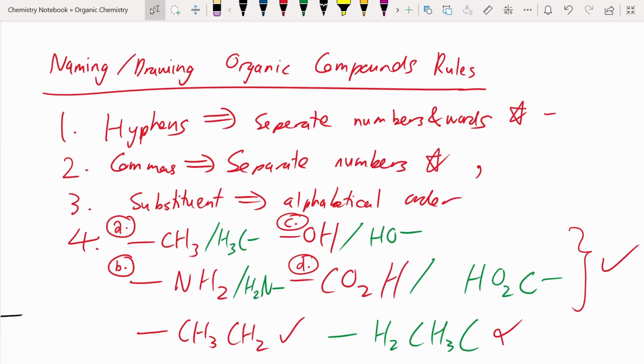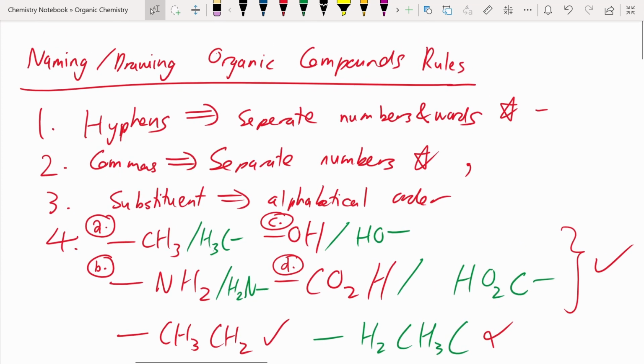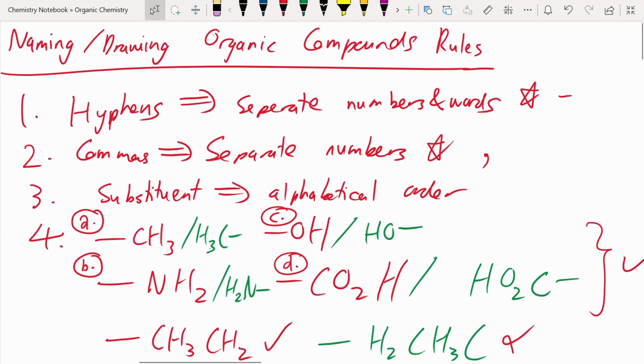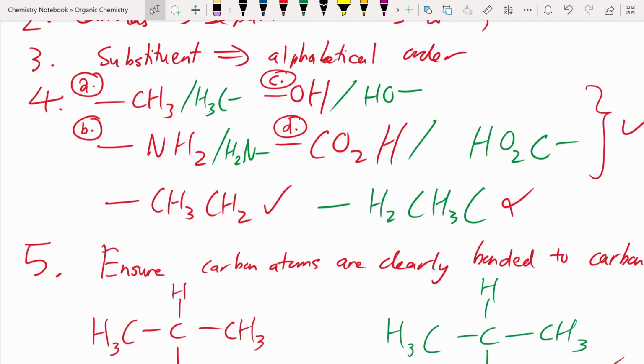So first up, there are these 2 important punctuations you need to know. In sentences, you use them. In organic chemistry, you use them. So for hyphens and commas, hyphens are used to separate numbers and words when you name the organic compound. And then commas are used to separate the numbers in the name of the organic compound. I can give you some examples later to illustrate what I mean. Then the substituents always must be in alphabetical order.